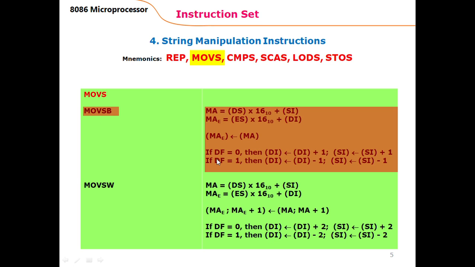So here is the calculation for the physical address. In case of movement from the data segment to extra segment, the physical address for the data segment is MA, that is the memory address, and that address is calculated by taking the starting address of the segment from the data segment register, as we used to do with the other instructions.